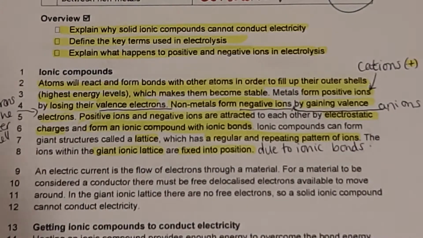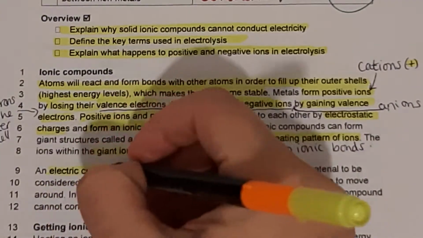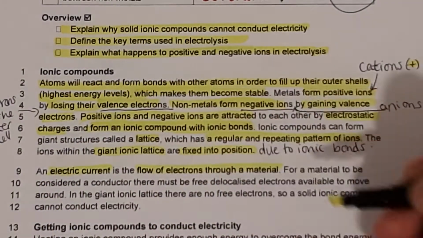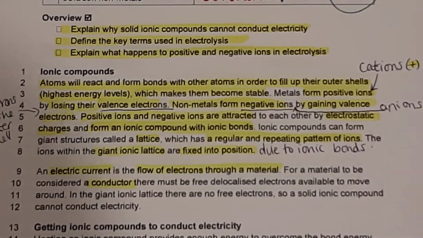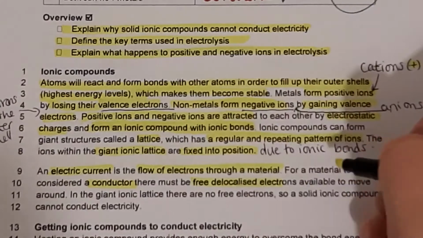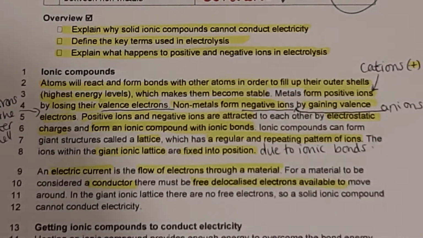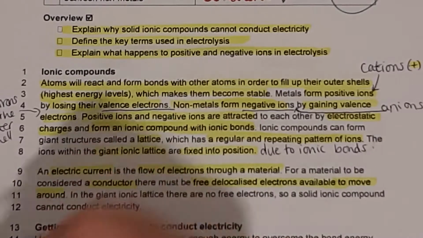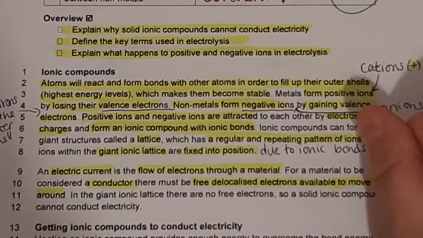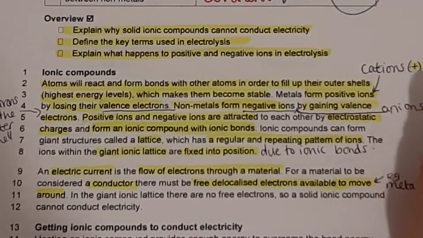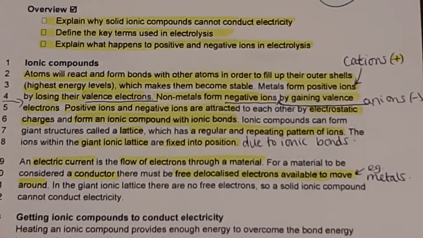An electric current is the flow of electrons through a material. For a material to be considered a conductor, something that allows electrons to flow through it, there must be free delocalized electrons available to move around. Not all materials have this. Metals are an example of a conducting material with free delocalized electrons.